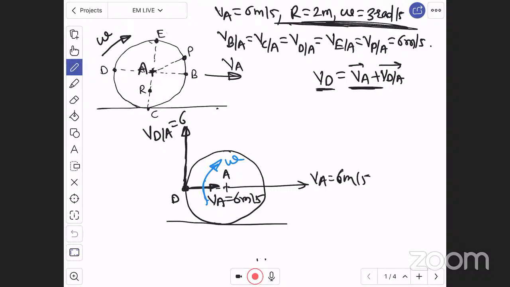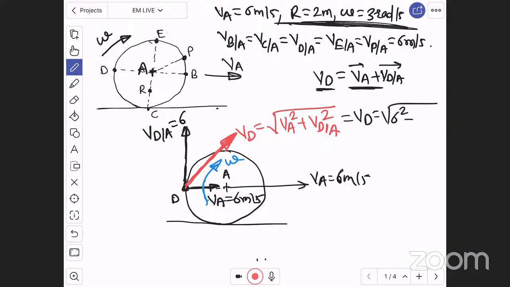Now velocity of A is 6, velocity of D with respect to A is 6, and angle between them is 90 degree. The resultant of them lies between them, दोनों का resultant दोनों के बीच में रहेगा. This will be the resultant velocity of point D, which is vector addition as per the law of parallelogram, and for two perpendicular vectors the law of parallelogram becomes Pythagoras theorem, which is under root of VA square plus velocity of D with respect to A square, right? Therefore put these values, velocity of D will be equal to under root of 6 square plus 6 square, which is 6 root 2 meter per second, right?